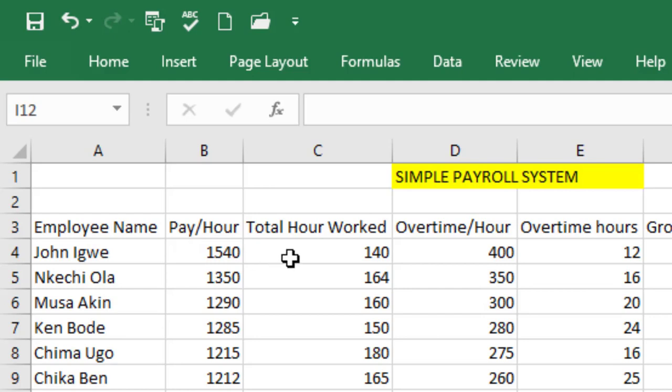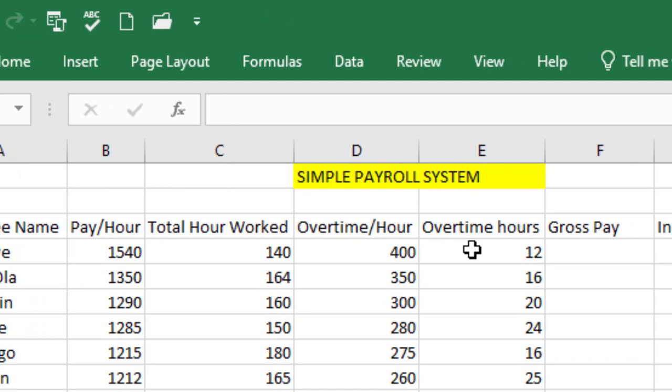And then this is the total hours they worked in a month because their payment will be on a monthly basis. And then this is the overtime rate per hour. And then the overtime hours that these individuals worked.